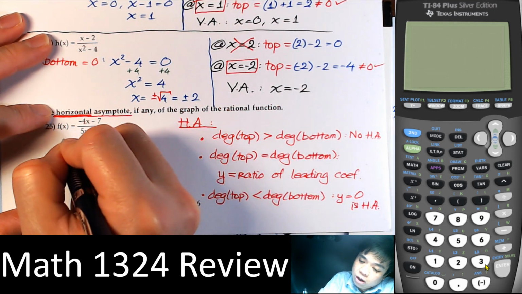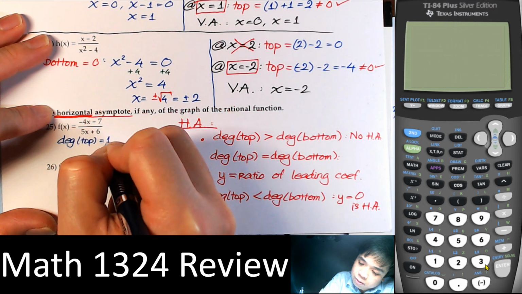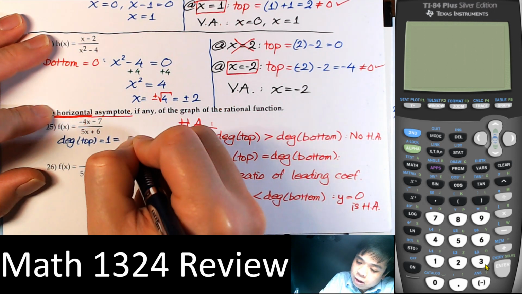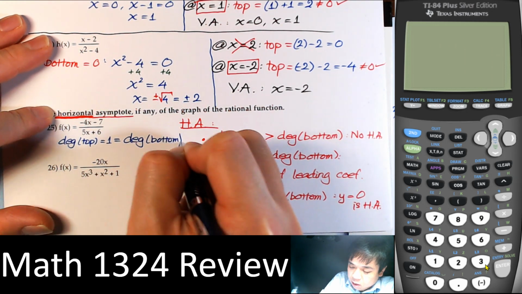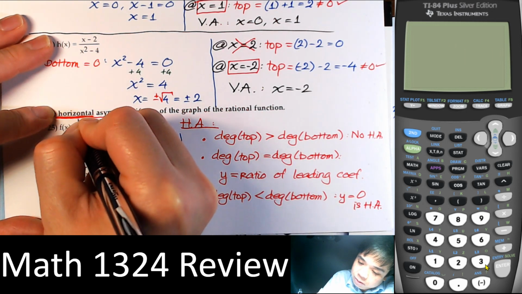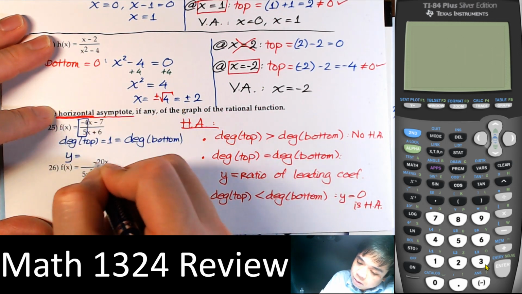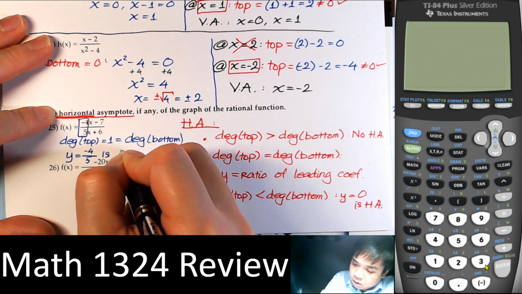Now in this first one, degree on top equal to degree at the bottom, both of them equal to 1. So when degrees are equal, we take y equal to the ratio of leading coefficients. So just negative 4 over 5 is the horizontal asymptote.